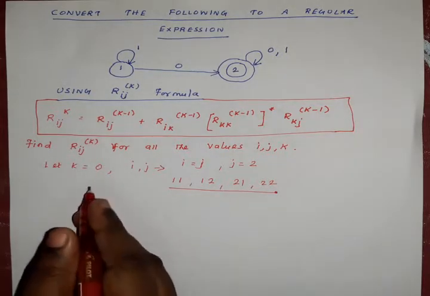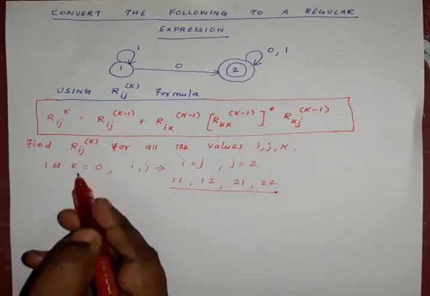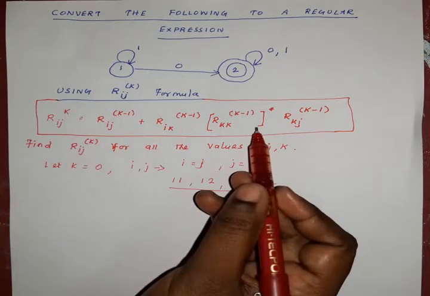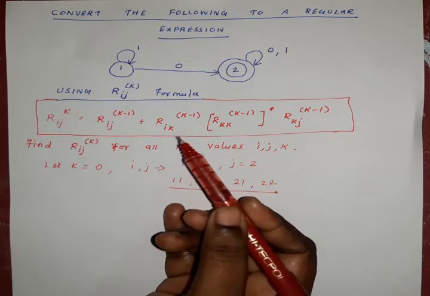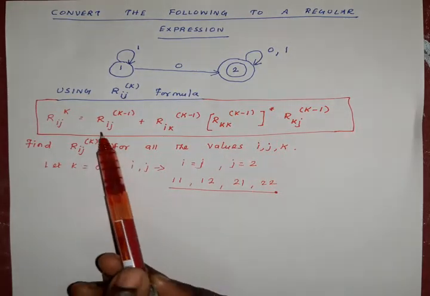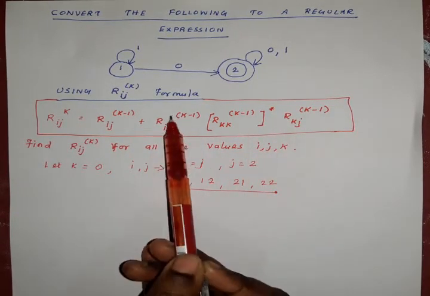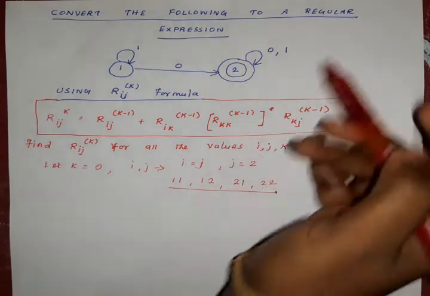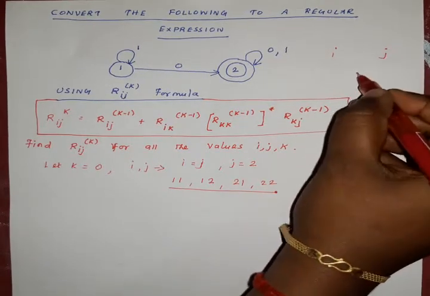So now we can easily find this for k is equal to 0. We can apply these conditions in the given RIJK formula. This formula is very important to solve the given problem. You have to memorize this formula, but it is very easy to remember. This is Ij, Ik and Kk, Kj. Assume I is the initial state, J is the final state and K is the intermediate state.